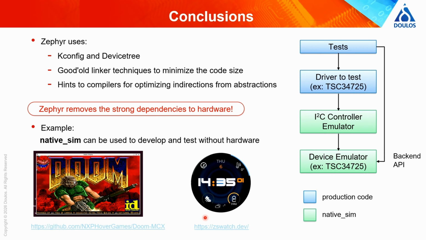We have seen techniques for how Zephyr can remove the dependency on the hardware without costing too much in terms of memory usage and speed. And there are really good advantages we can take of that. For example, with the native simulator that can be used to develop and test without hardware. And by just changing the Devicetree, if you do things right, you can port from the native simulator to the real hardware. And here I give you some examples. You can also test drivers. That's really great.